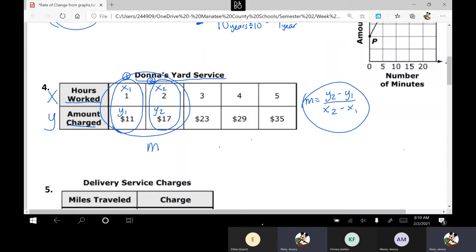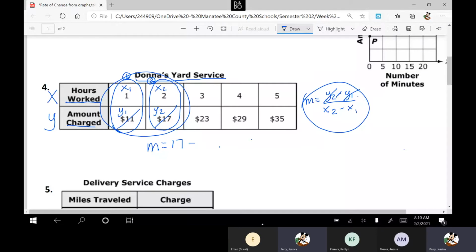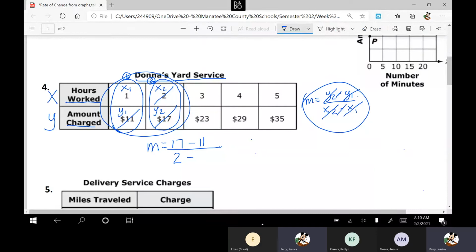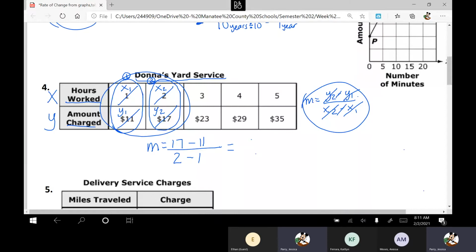So now we can start plugging it in. I've got my m equals. Now I'm going to look for y2. y2 is 17, and then I have minus. There's the minus sign. And then I'm going to look for my y1. y1 is 11 all over. Now I'm looking for x2. Here's the x2, which is 2. And then minus x1 is 1. Okay, and then we're just going to simplify. We can do our subtraction. 17 minus 11 is 6 over, and then on bottom, 2 minus 1 is 1.